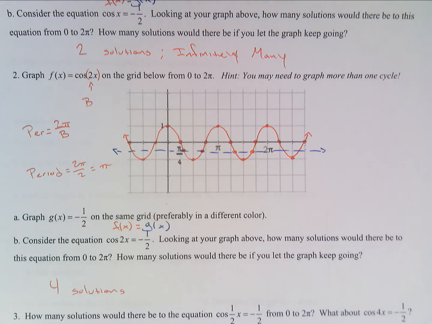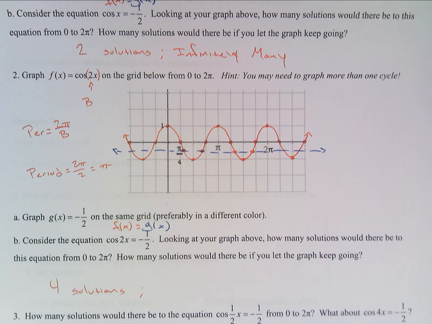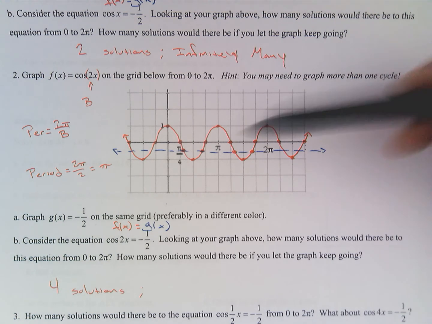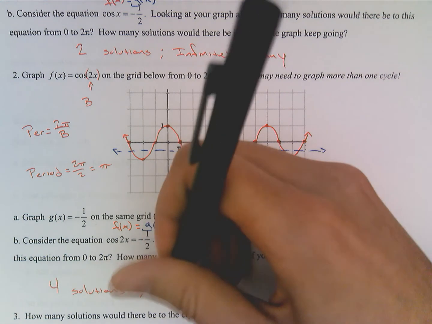And again, how many solutions if we just kept going? Both of these functions have a domain of all real numbers. The cosine function is periodic, so it follows the same pattern for all x. So this has infinitely many solutions.